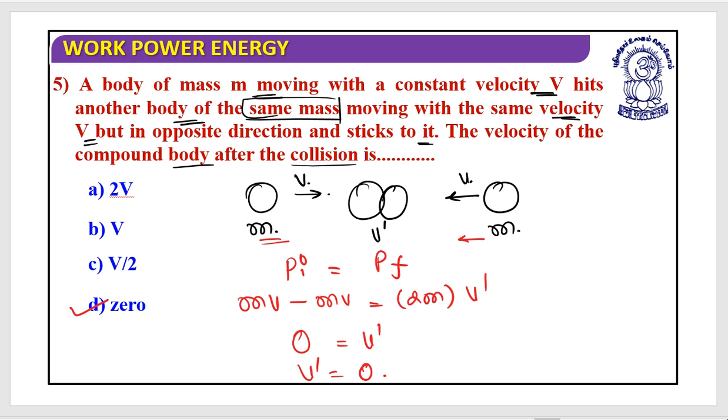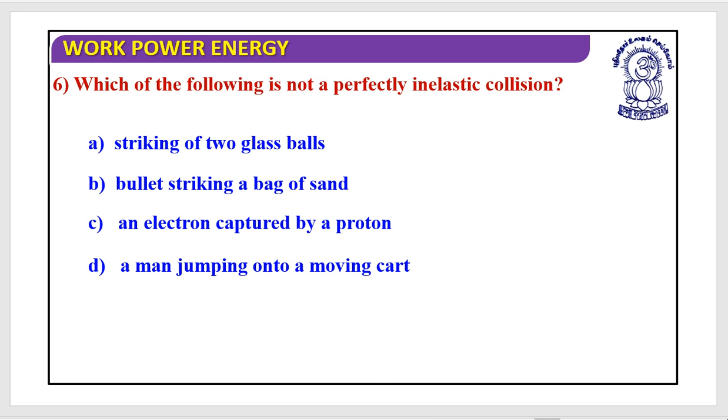Was your answer the same? Are you sure? Great. Let's look at the last question of this session. Which of the following is not, read it carefully, which of the following is not a perfectly inelastic collision? Striking of two glass balls, a bullet striking a bag of sand, an electron captured by a proton, or a man jumping onto a moving cart. So which one is not a perfectly inelastic collision?